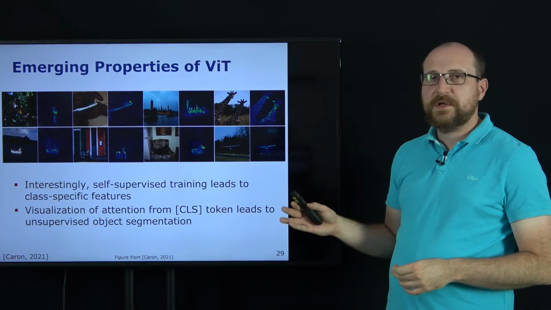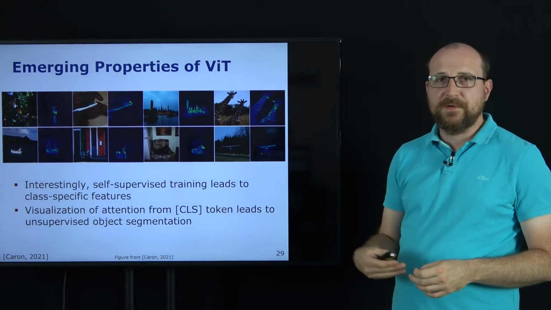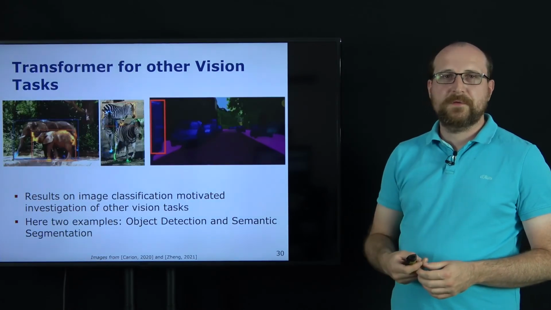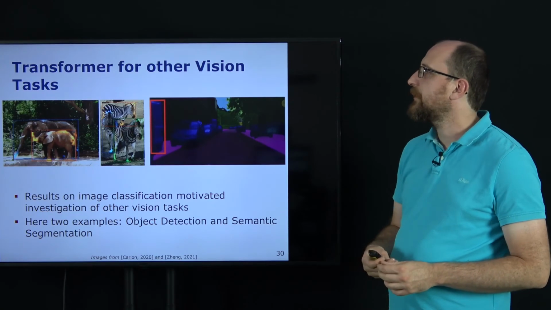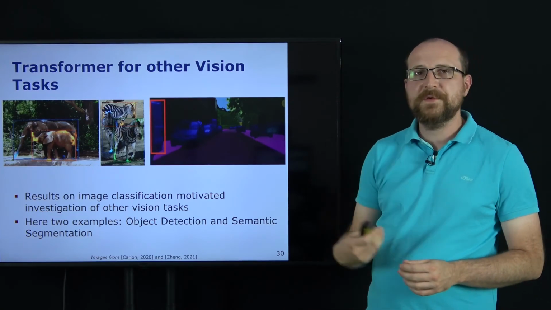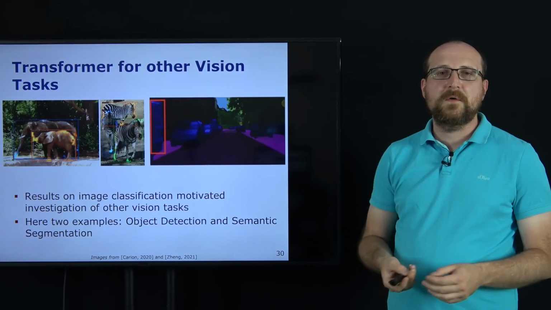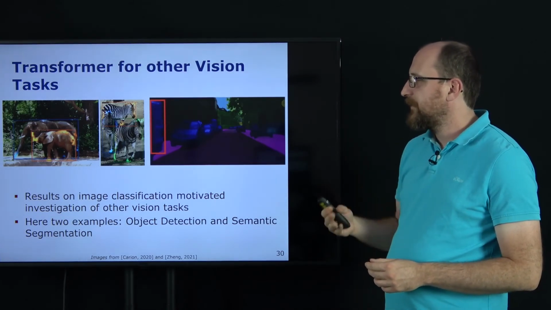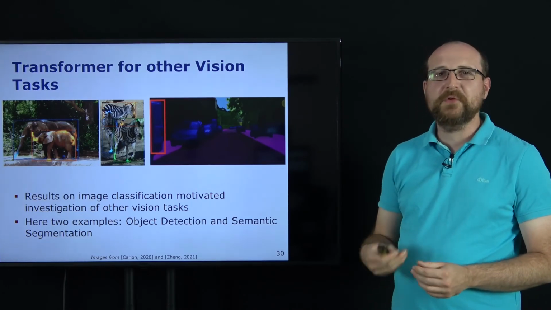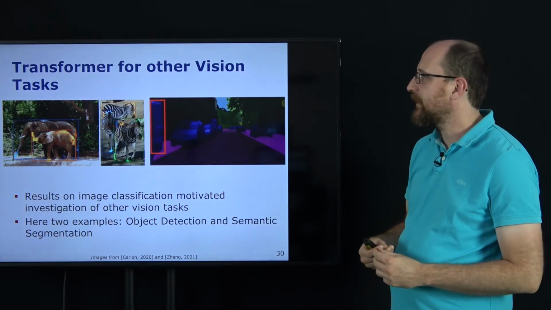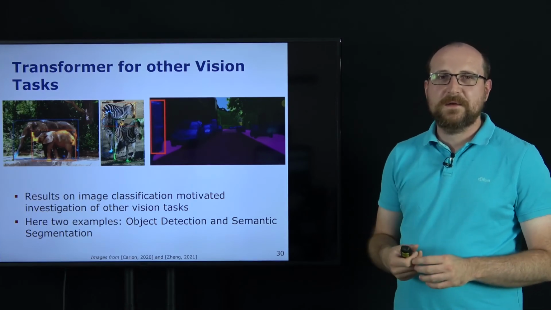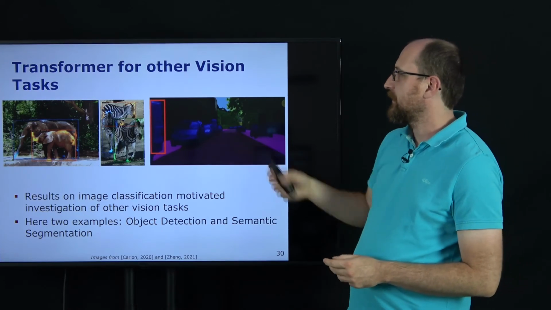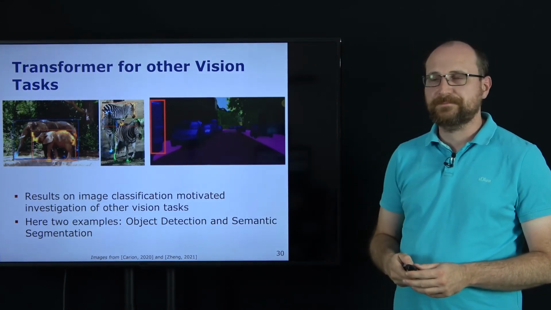So we now looked at image classification and the self-supervision for image classification, but of course the success of transformers for image classification also inspired people to use it for other tasks. And the tasks that we are now looking at are again tasks that we also looked at more deeply in the lecture, the object detection, but also the image segmentation.